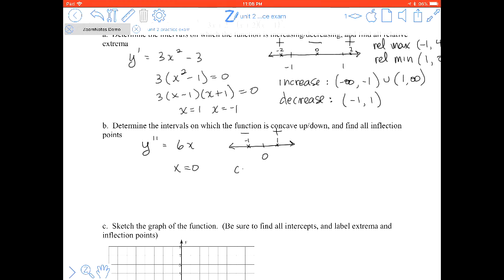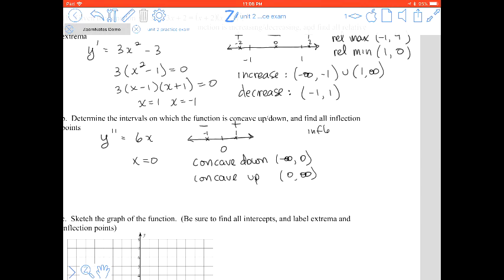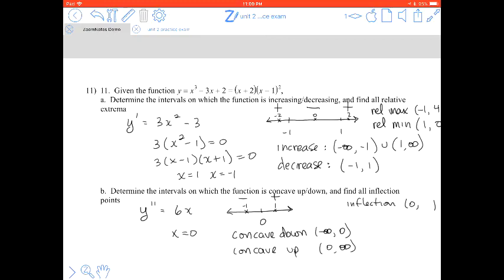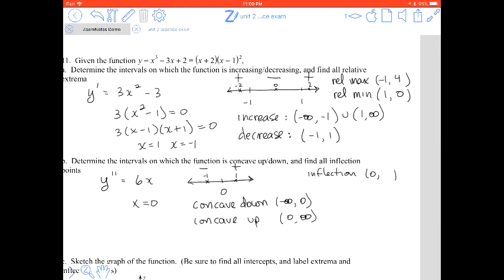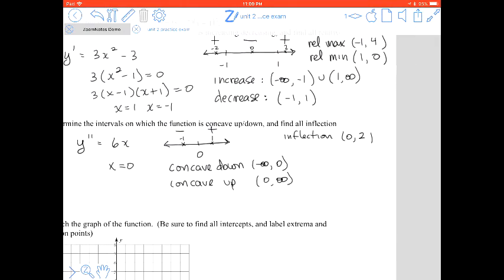So that positive negative tells us that the graph is concave down from -infinity to 0, concave up from 0 to infinity. And then because it switches concavity, we know we have an inflection point at the point 0. Then you go back to the original function. If you plug in a 0 for all the x's, you're going to get a 2. So the inflection point is the point 0, comma 2.